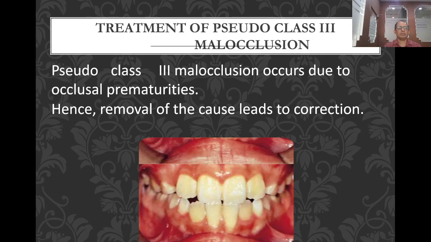Pseudo class 3 malocclusion. Pseudo class 3 malocclusion occurs due to occlusal prematurity. Hence, removal of the cause leads to the correction.